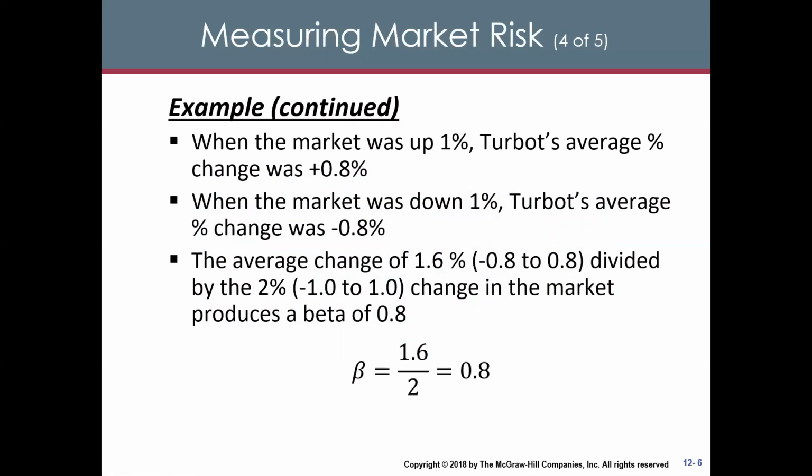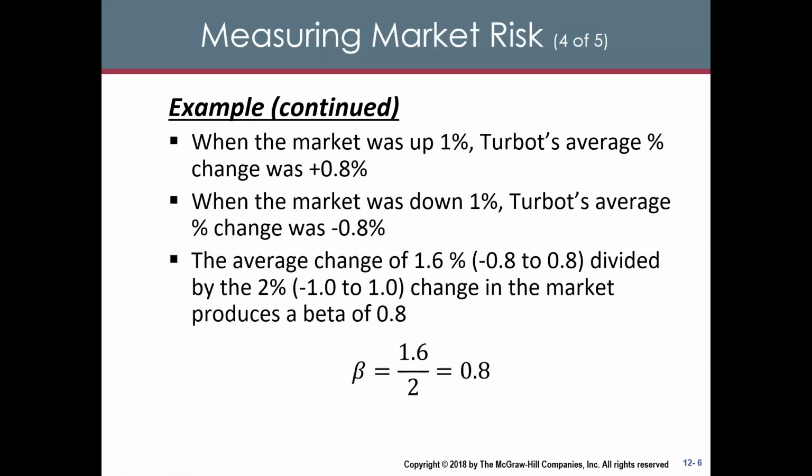Okay, and to calculate the beta, we need to use the average change of the company divided by the change of the market. So the average change for this Turbot company is from negative 0.8 to positive 0.8, which is 1.6%. And the market change was from negative 1% to positive 1%, which is 2%. So the beta is 1.6, the change of this company, divided by 2, the change of the market, which is 0.8. So in this example, we have the beta for Turbot is 0.8.